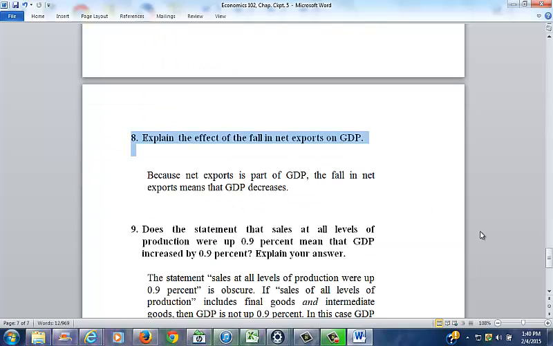Question 8. Explain the effect of the fall in net exports on GDP. Because net exports is part of GDP, the fall in net exports means that GDP decreases.